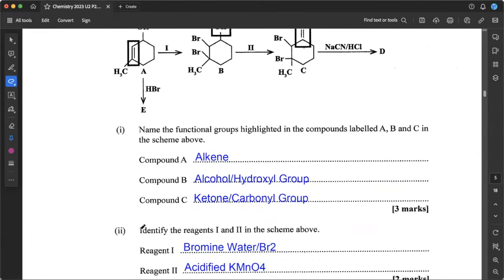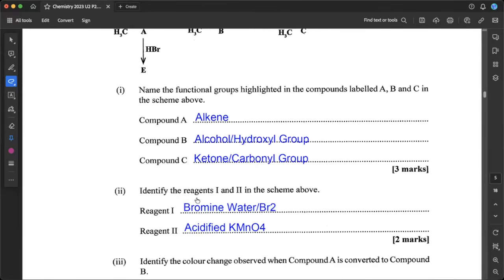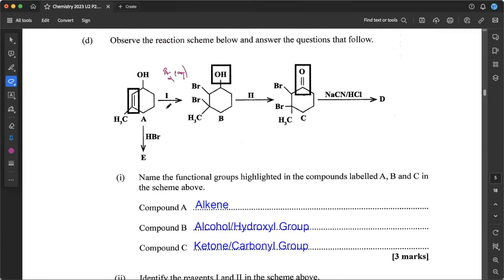And moving along to part 2, part 2 says to identify the reagents I and II in the scheme above. So what do we need to go from this alkene here to where we have these disubstituted bromines here? When we're going from an alkene to adding 2 bromine atoms on it, we're gonna need Br2, this Br2 aqueous. So Br2 in aqueous. So that's the reagent that we need to go from here to here, to go from A to B, right?